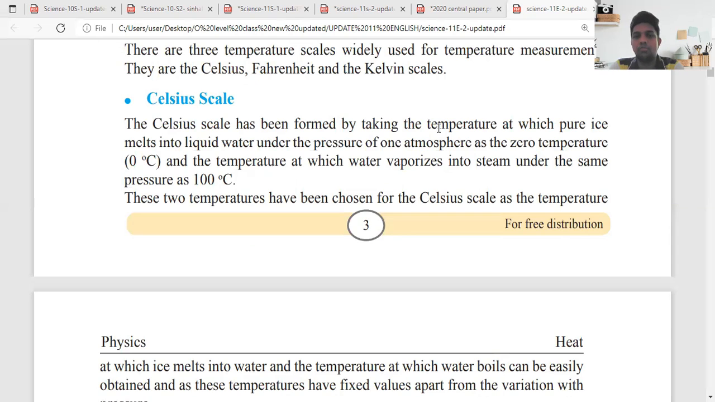Celsius scale has been formed by taking the temperature at which pure ice melts into liquid water under the pressure of 1 atmosphere as the zero temperature.